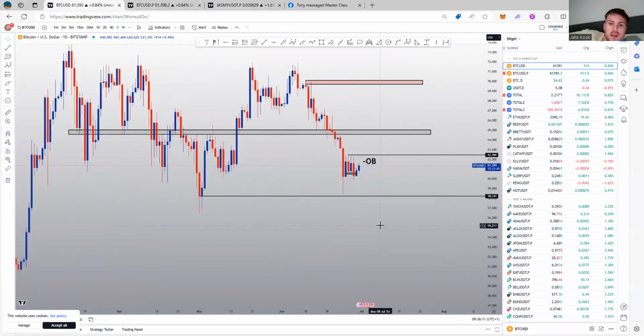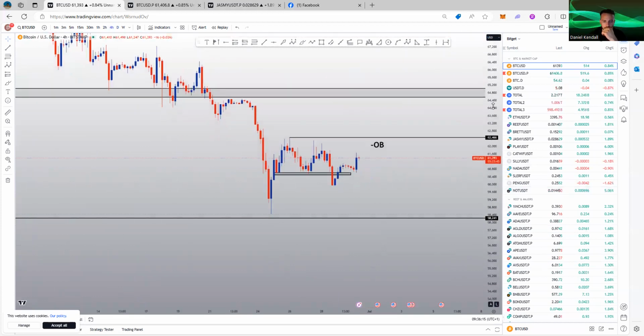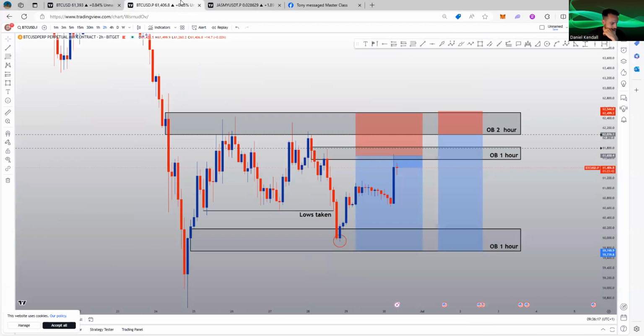Have you been in any trades over the weekend? No, I've been obviously watching BTC and what it's been doing. I haven't been in any either. But this range has been quite nice to trade though. I've been trading it since Thursday or Friday.